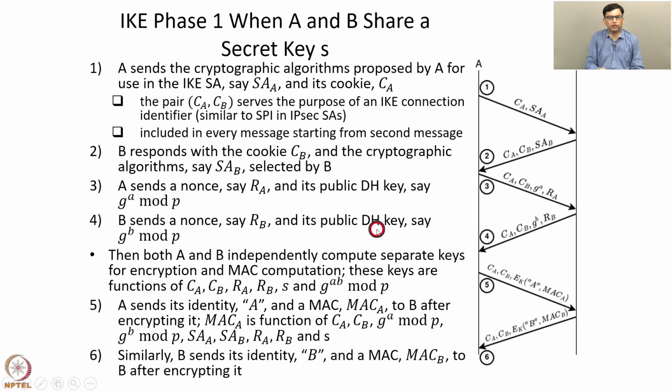Similarly, in step 6, B sends its identity, let's call it B, and a message authentication code, MAC B, to A after encrypting it. So that is shown in this message 6. This is B's identity, and a MAC is sent for verification. Again, this MAC B checks if there has been any tampering of the messages that are sent in messages 1 to 5.